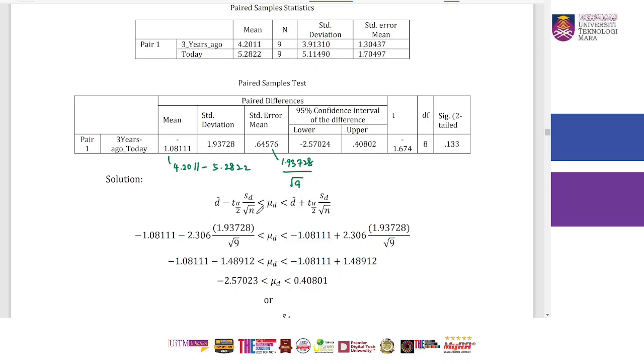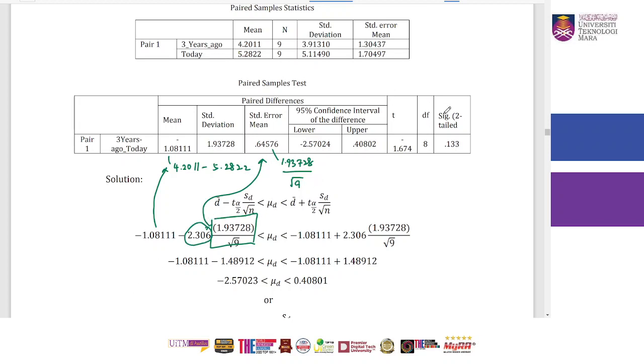So you akan dapat lah. So this value adalah sama dengan nilai yang ni. So you boleh kira secara manual ataupun tidak. So this one is S_D divided by square root of n. And then this is the value of the mean difference. And then where does this value comes in? 2.306 ni datang daripada mana?